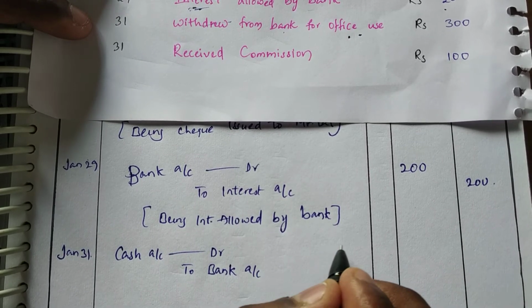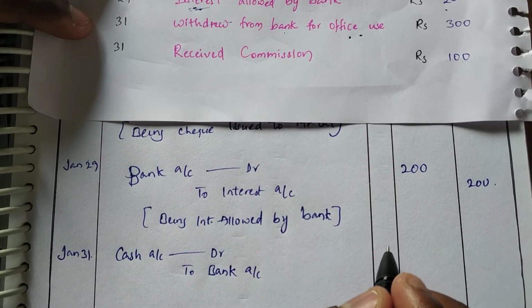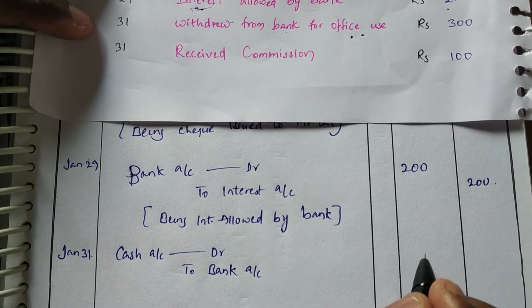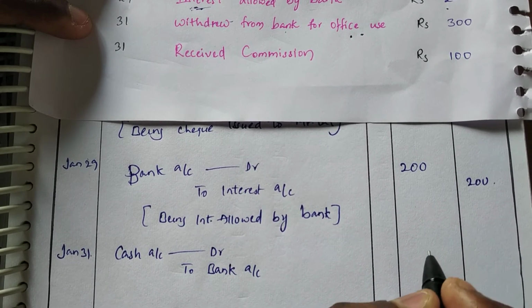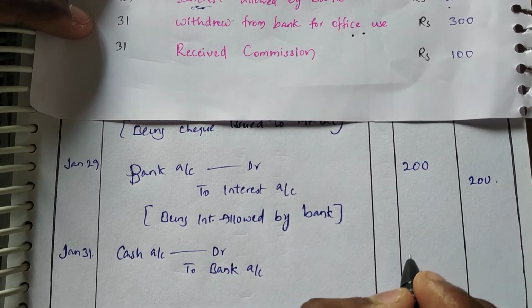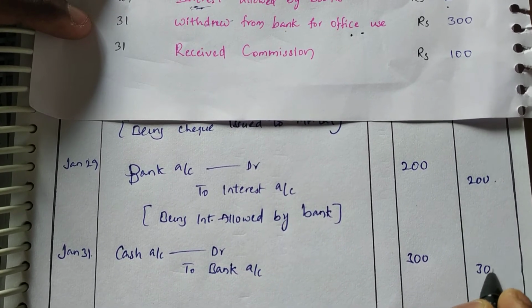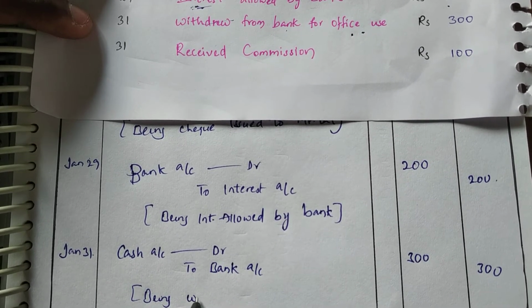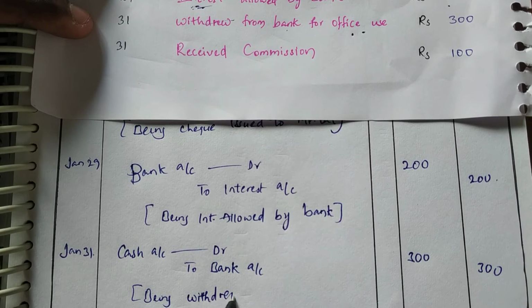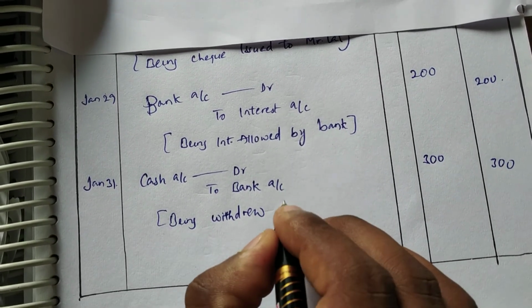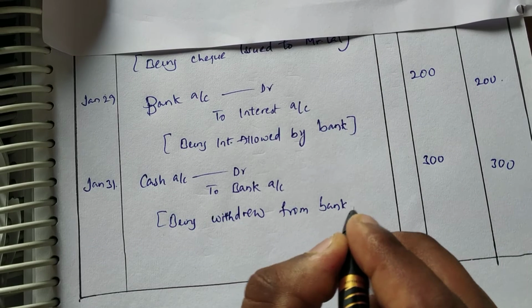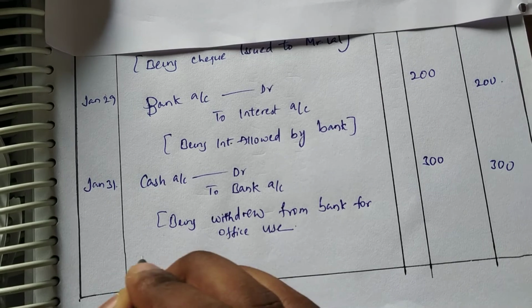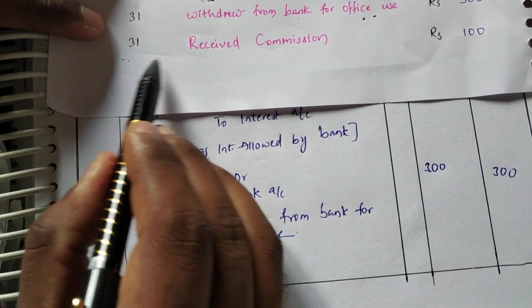Cash account debit to bank account. So how much? It is 300. Being withdrawn for cash. Withdrew from bank for office use. Right. The final transaction on January 31st, we received commission.